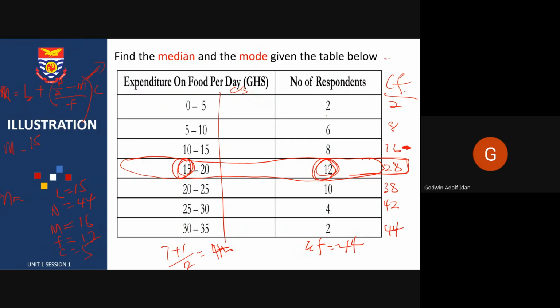15 plus, then we open brackets, our n is 44 over 2 minus our m, which is 16, everything divided by f, which is 12, multiplying the class width of 5. Then we simplify. Are you following?